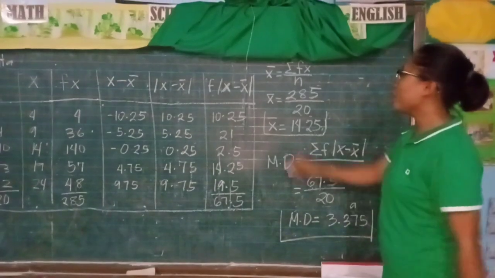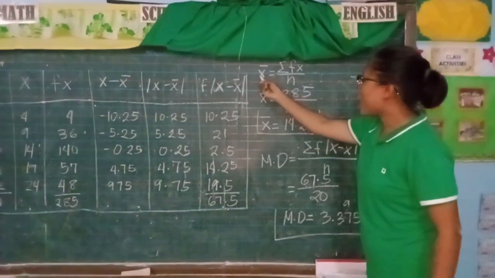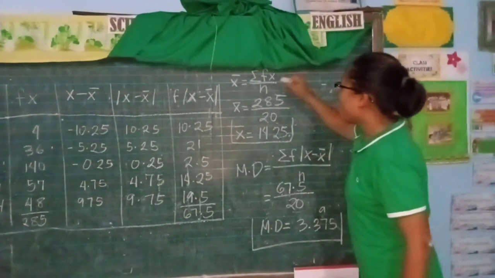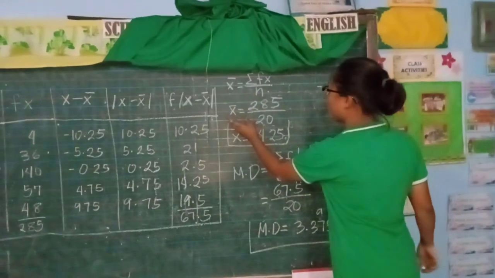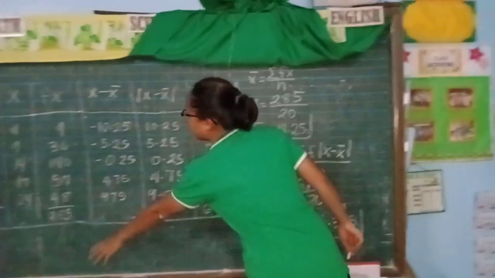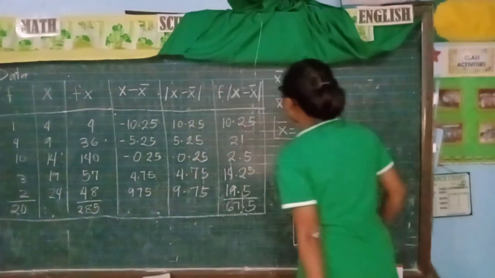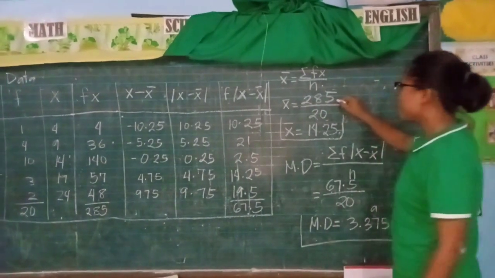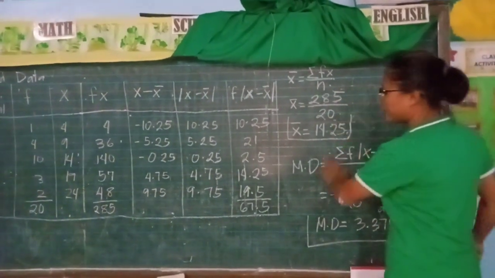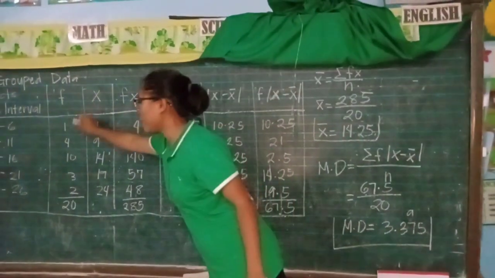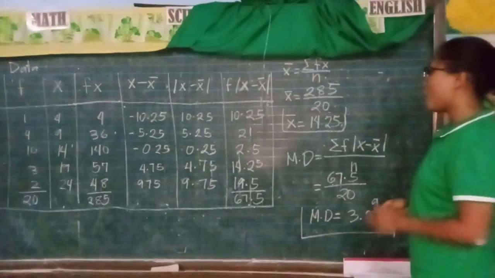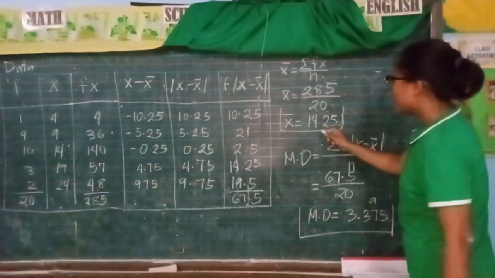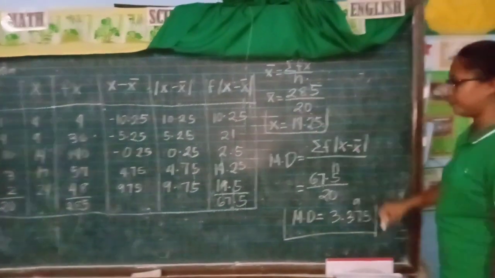To find our mean, we will use this formula: x̄ is equal to summation of fx over n, and our mean value is equal to 285. This is our numerator, summation of fx, 285 over 20, and this is the total observation of our frequency, and that is 20. And now our mean value of x is 14.25.